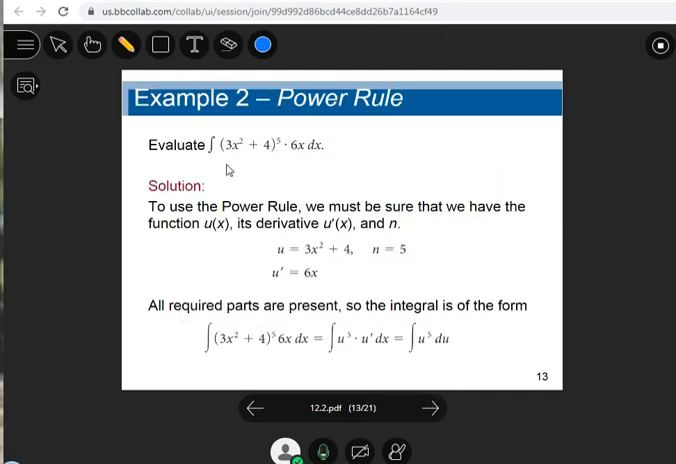So this is your first problem, you need to evaluate this one. First you need to think about what your u is. First, like this is u. If this is u, what is the derivative of u? So u prime is this one. Now you can see that if we consider this type, it is in the form u to the power n times u prime dx. Then you can write it in this way.